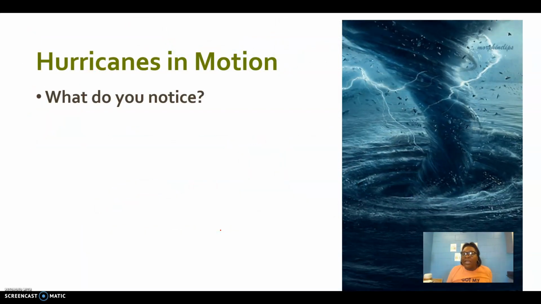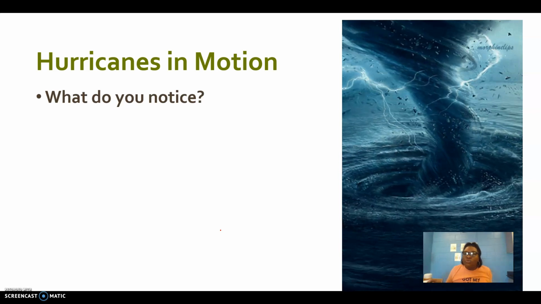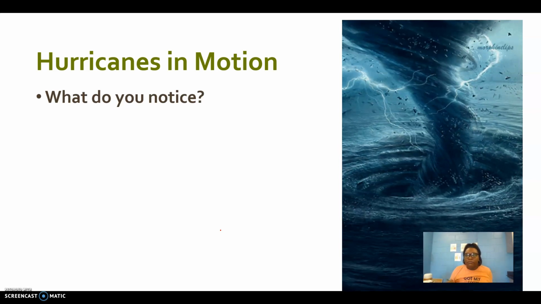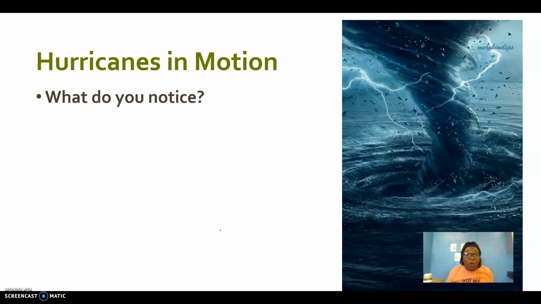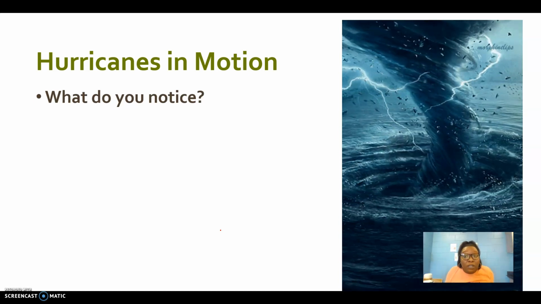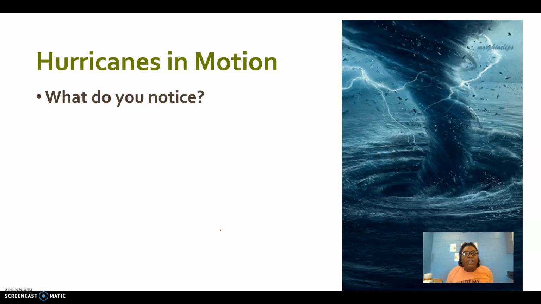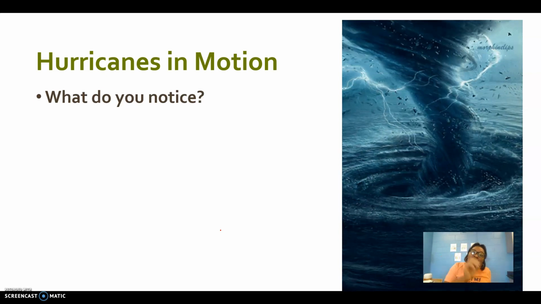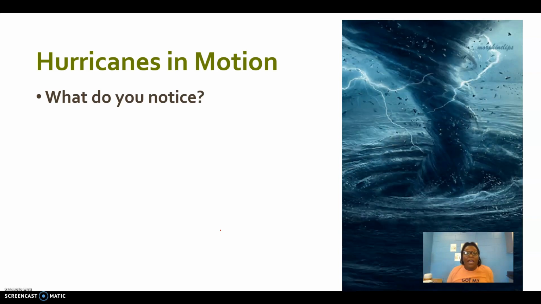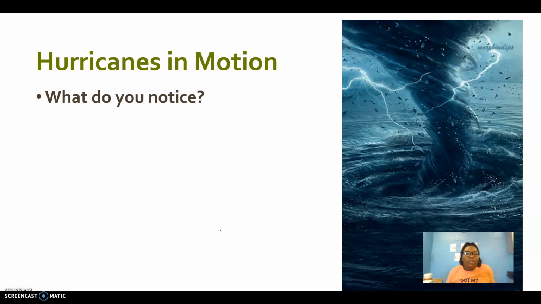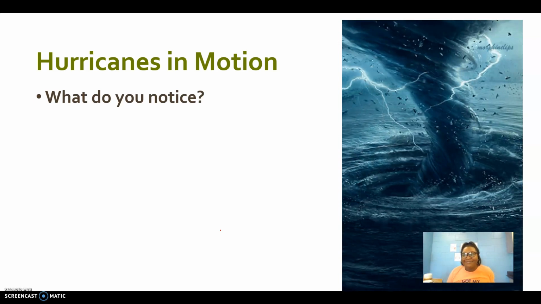So look at this hurricane GIF here. What do you notice? Did you say this looks like a tornado on water? Absolutely. They're very closely related, and we're going to talk today about comparing and contrasting hurricanes and tornadoes so we can compare how closely related they are.